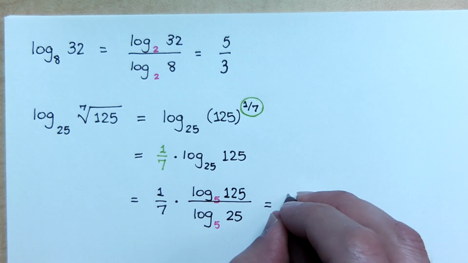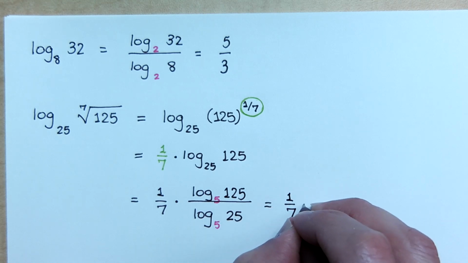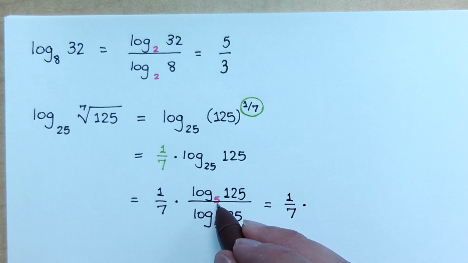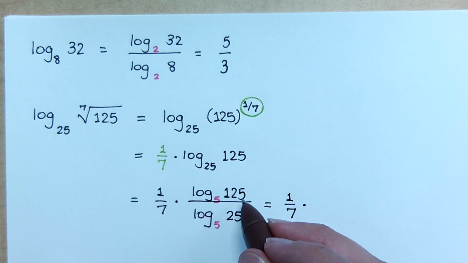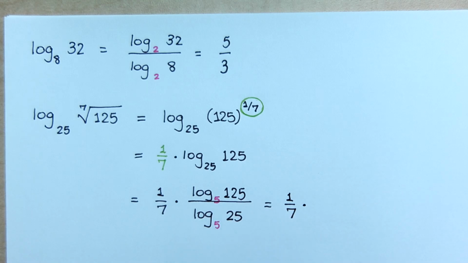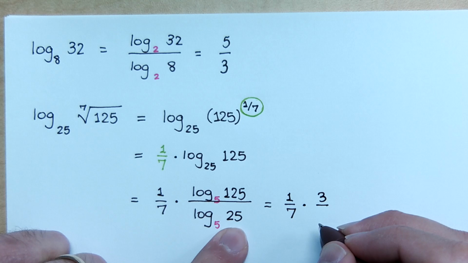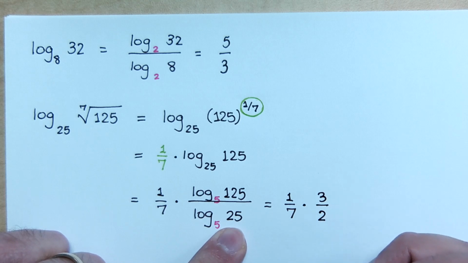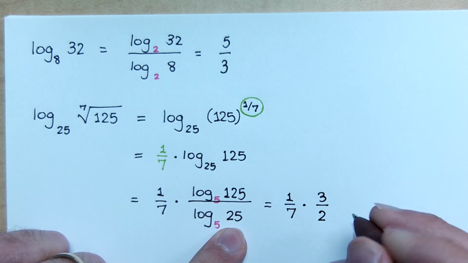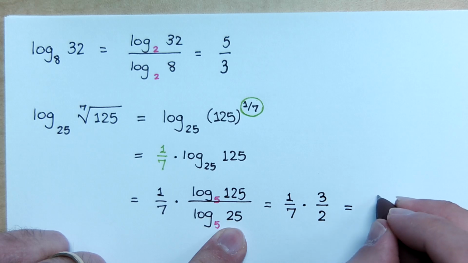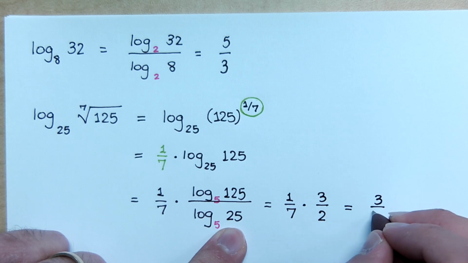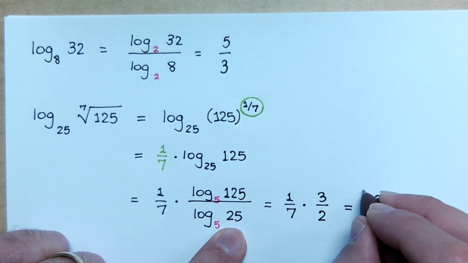So now we work this out. This is 1/7 times, what's log base 5 of 125? Remember, the answer to the log is the power. So what's the power of 5? 3 over what? 2. You just have to multiply two fractions, and you get what? 3 over 14.